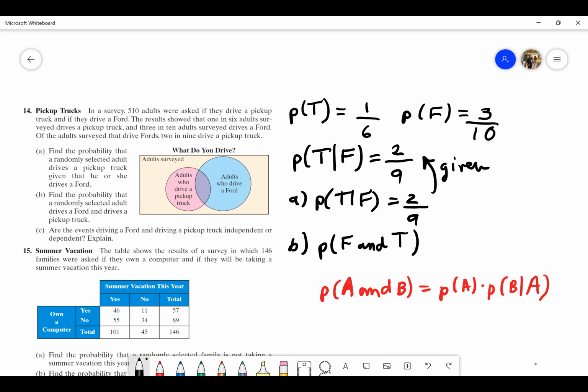Okay, so now I'm gonna replace the A with the F. So now here I write F, and then here I write T given F. So that's what the probability of Ford and truck is. It's equal to the probability of Ford times the probability of truck given Ford. What's my probability of Ford? 3/10. What's the probability of truck given Ford? 2/9. So this comes out to 6 divided by 90.